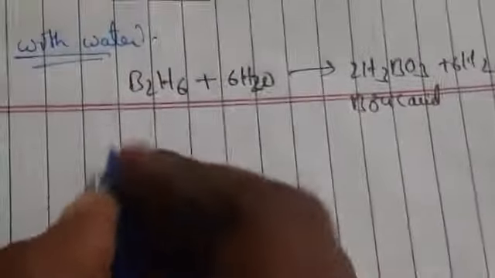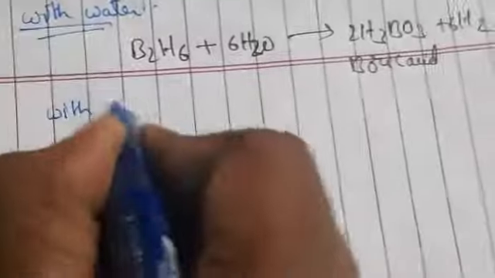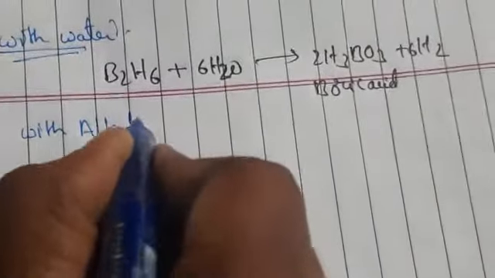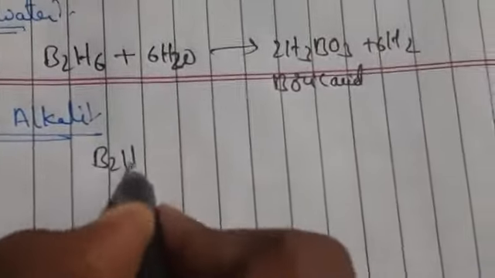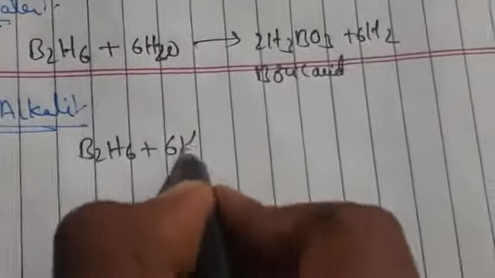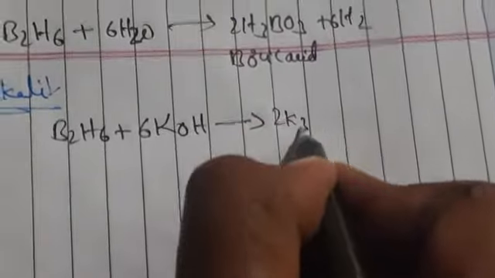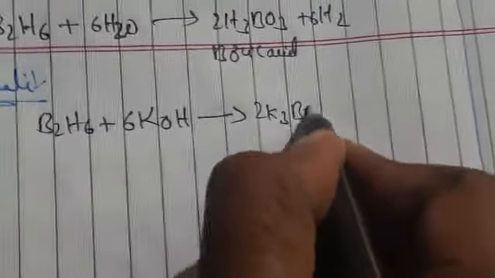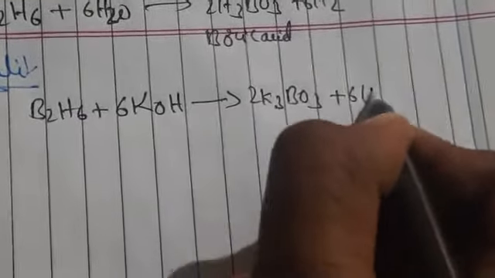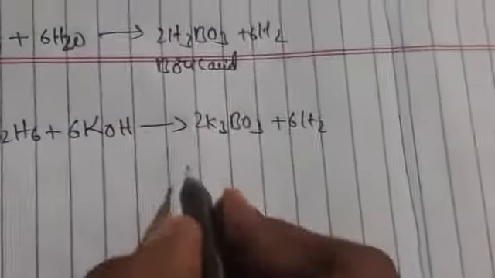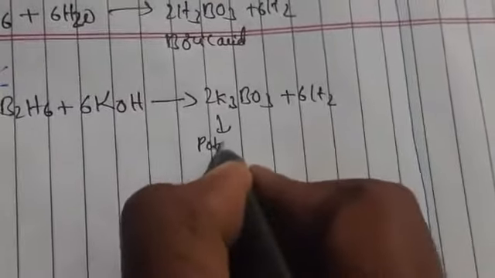Next, the reaction with alkalis, which means s-block elements. S-block elements consist of lithium, sodium, potassium, rubidium, cesium. So when diborane is reacted with 6 moles of potassium hydroxide, it will form potassium borate and 6H2. It is forming potassium borate.